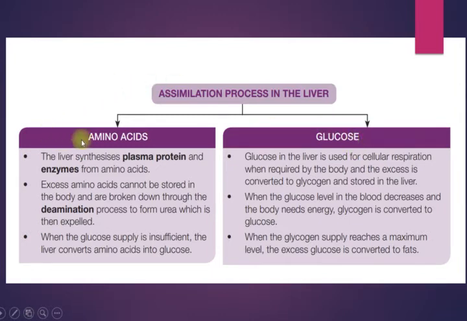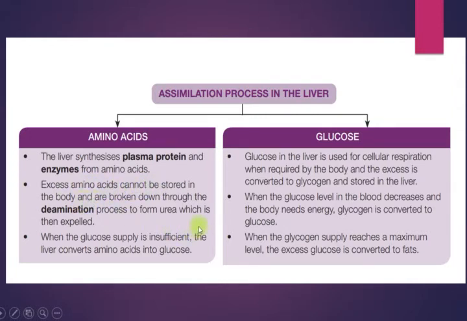Next, we go to the assimilation process in the liver that refers to the assimilation of amino acids. The liver synthesizes plasma protein and enzymes from amino acids. Please find out what plasma protein is. Excess amino acids cannot be stored in the body.